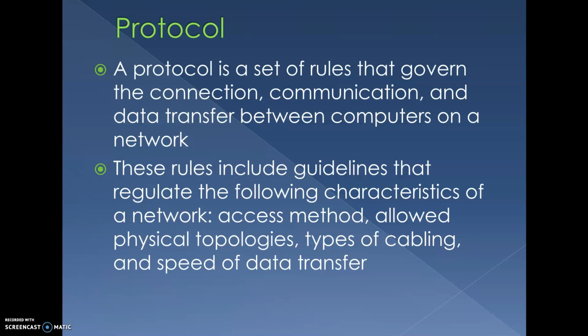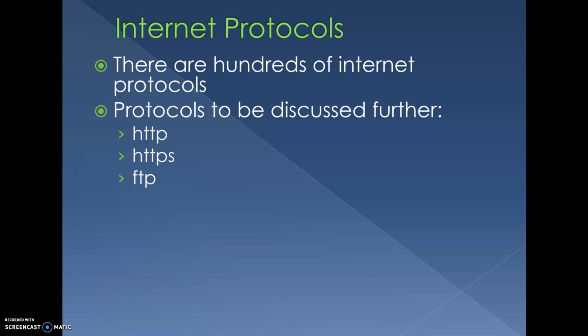A protocol is a set of rules that govern the connection, communication, and data transfer between computers on a network. These rules include guidelines that regulate the following characteristics of a network: access method, allowed physical topologies, types of cabling, and the speed of data transfer. Internet protocols: there are hundreds of internet protocols, and protocols that will be discussed further include HTTP, HTTPS, and FTP.